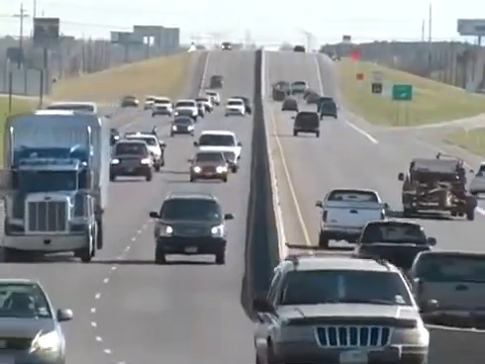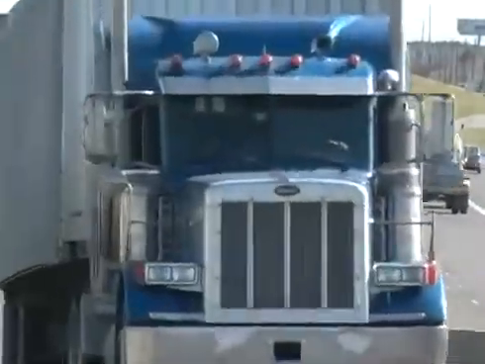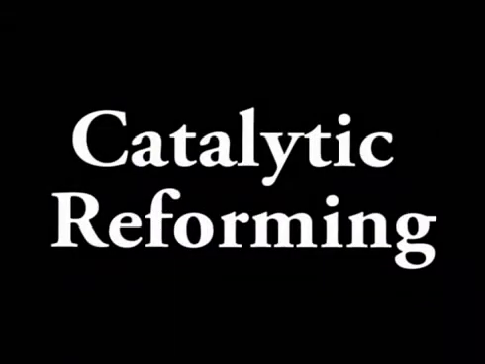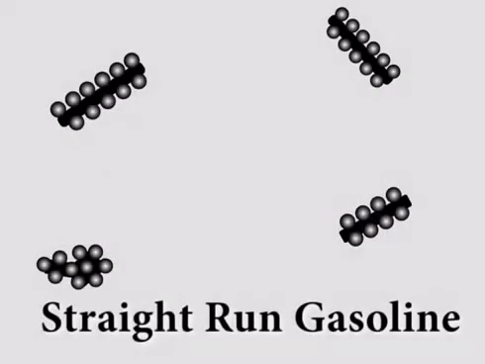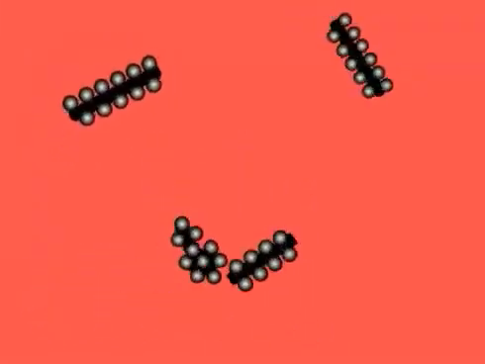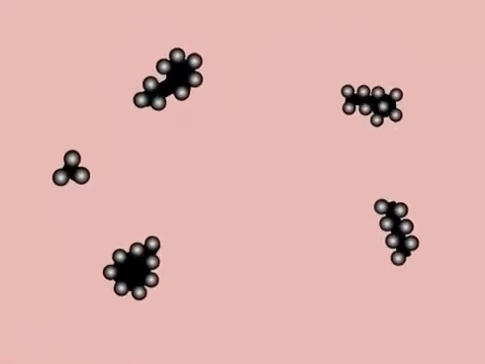But cracking doesn't provide enough high-octane gasoline to meet the demand. So low-octane straight-run gasoline is converted to high-octane gasoline by catalytic reforming. Straight-run gasoline consists mainly of short, straight molecules. To upgrade these shapes, these molecules must be changed, that is, reformed. As before, heat and a catalyst are required. And again, high-octane gasoline is produced.